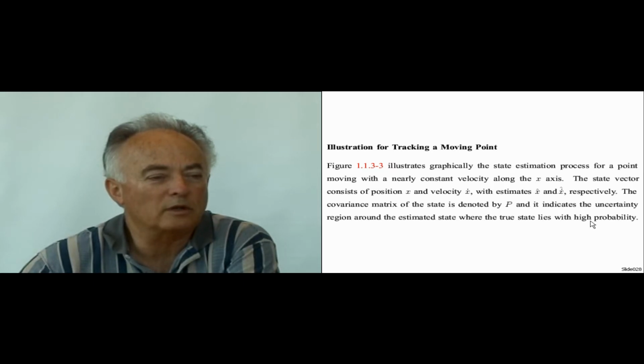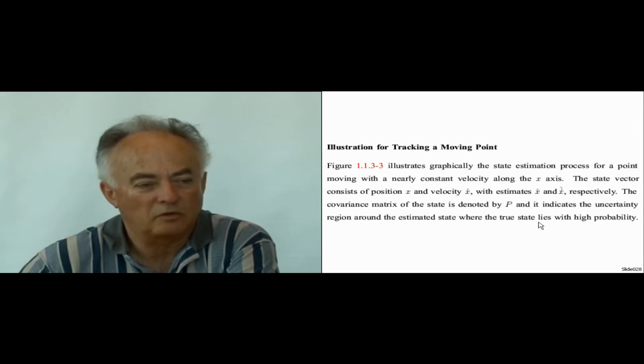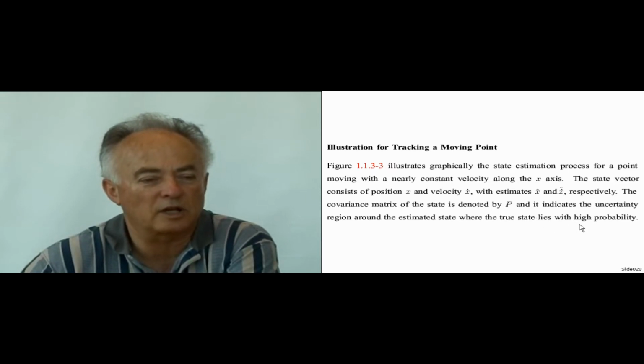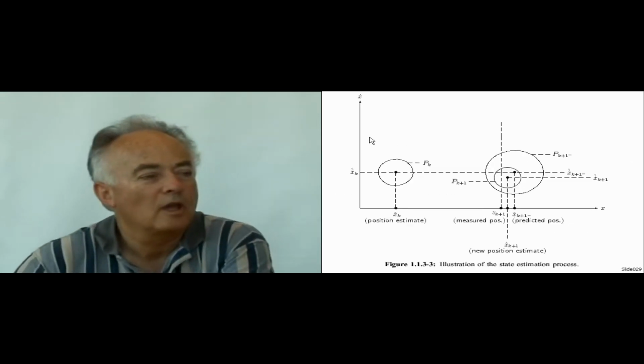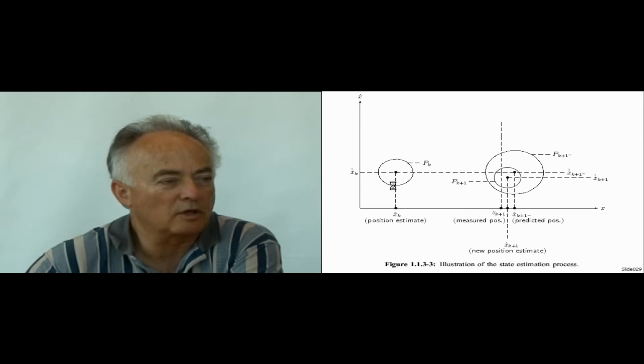And knowing this, we will know the region around the state estimate where the true state lies with high probability. We start, say, at time k, where we have an estimate for position, x hat sub k, and the velocity estimate, x dot hat sub k, and this circle symbolically represents the covariance, which means the true state is with high probability somewhere in this circle. We'll see later a more detailed description of such regions of uncertainty.